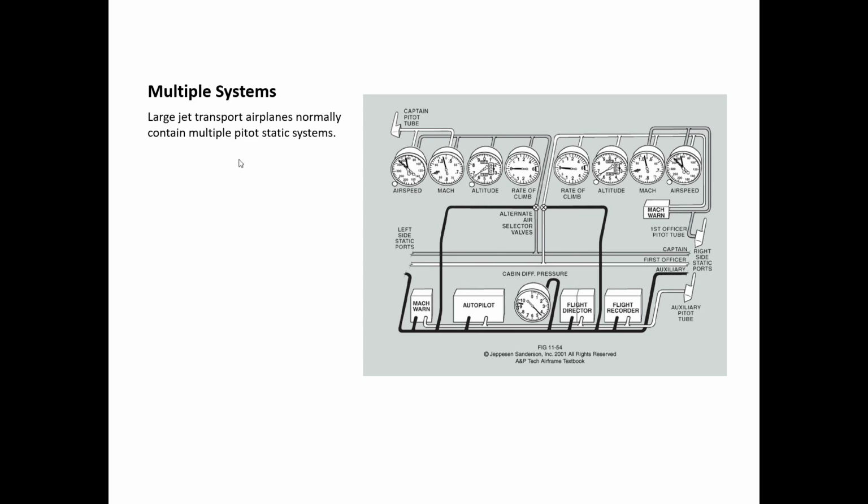There's usually multiple systems in most transport category aircraft. You can see there's a captain, a first officer, and even auxiliary. 3 different colors of tubes that are in effect going to 3 different pitot tubes.